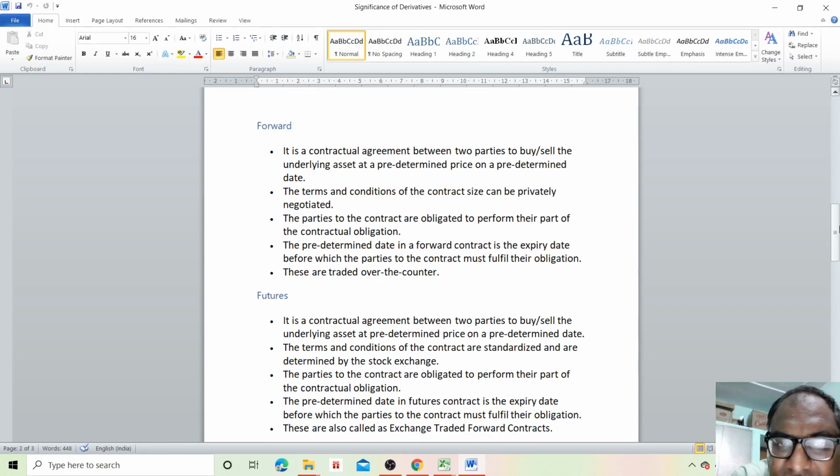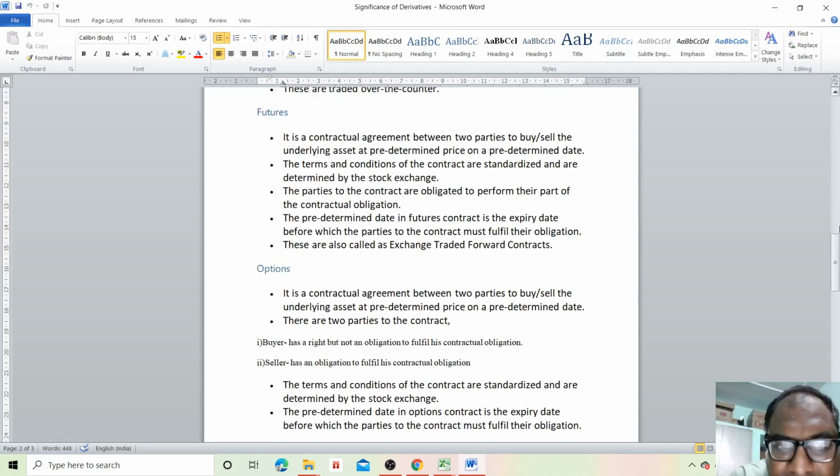Forward is a contractual agreement between two parties to buy or sell the underlying asset at a predetermined price on a predetermined date. The terms and conditions of the contract size can be privately negotiated. Next, the parties to the contract are obligated to perform their part of the contractual obligation. Fourth, the predetermined date in a forward contract is the expiry date, before which the parties of the contract must fulfill their obligation. These are traded over the counter.